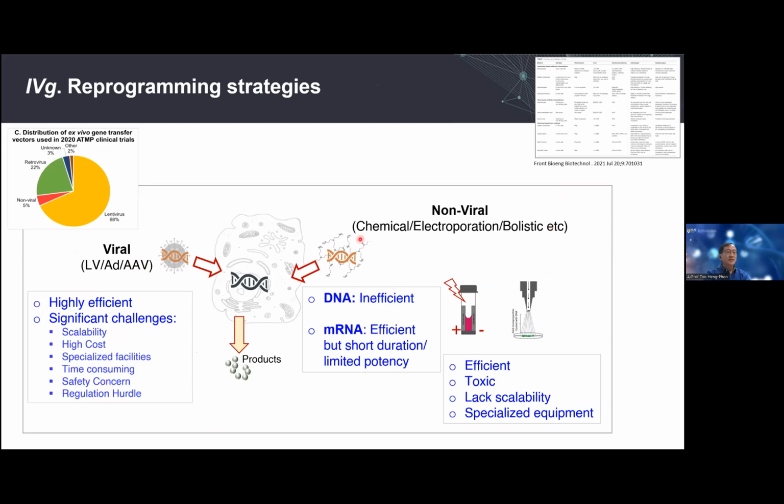On this side, non-viral would be great. You have chemical methods. The DNA usually is not very efficient. mRNA is great, you can modify it, and I'll show you data afterwards, but it doesn't stick around too long. It has limited potency. And then on this side, you can do electroporation, ballistics. Generally, you have difficulty in scaling and it is not very potent in a way.